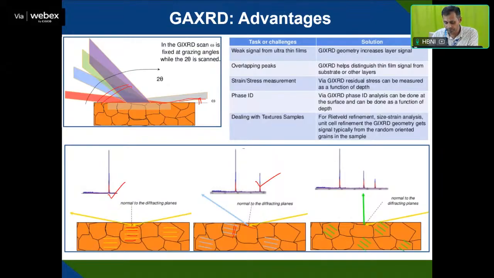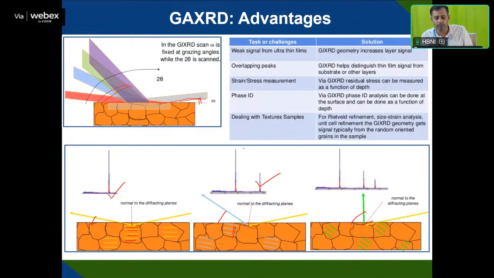If you change the angle of incidence, or simply change the detector position, you can see the other plane also. The incident angle is fixed at omega, but 2 theta is changing here. So by changing the 2 theta angle, you will be able to get different peaks.